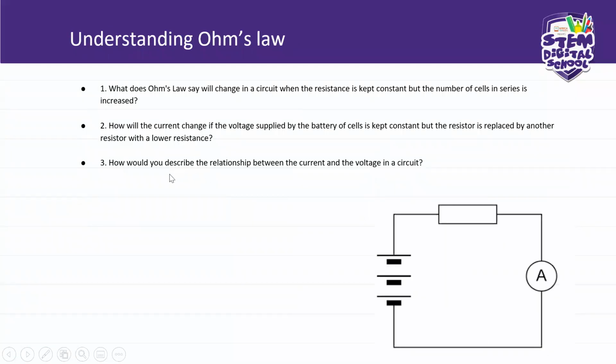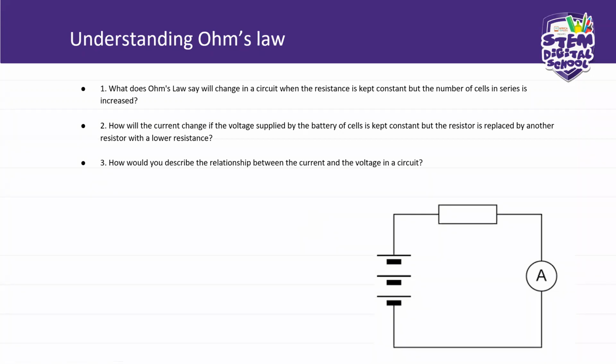Understanding Ohm's law. What does Ohm's law say will change in a circuit when the resistance is kept constant, but the number of cells in series is increased? What will change? What does Ohm's law say will change in a current when the resistance is kept constant, but the number of cells in series is increased? What will change? Tando?